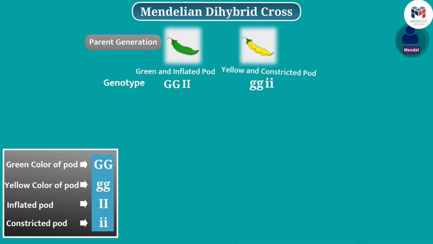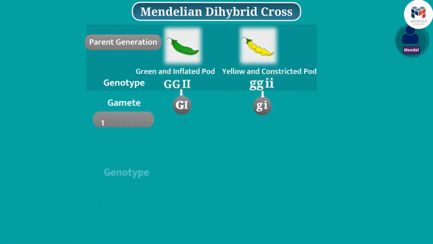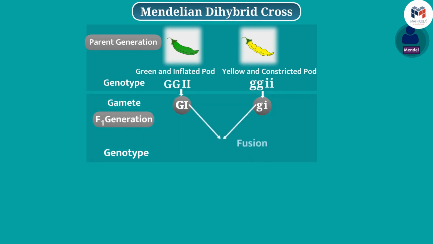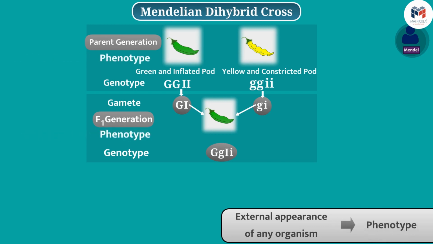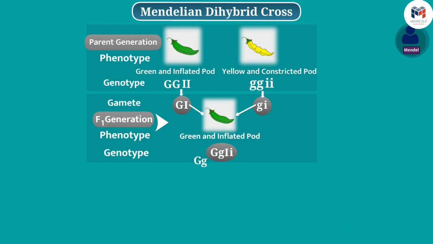Since both parents have the same alleles for two characters, there is formation of only one type of gamete in each parent. Therefore, the genotype of offspring formed by fusion of these two gametes would be like this. The external appearance of any organism is called its phenotype. The phenotype of plants of F1 generation will have green color and inflated shape of pods. In these plants, there are two different alleles for pod color and pod shape.